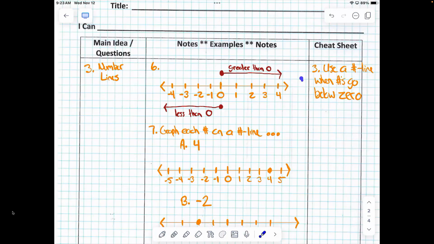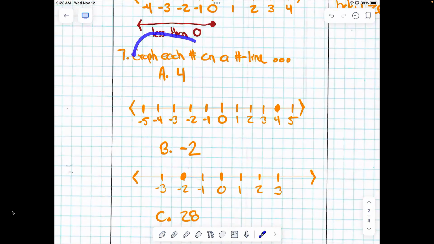Tick marks. If I put 4 tick marks to the right, how many tick marks do I need to put to the left? 4. If I go this way on a number line, am I getting bigger or smaller? Bigger. If I go this way, am I getting bigger or smaller? Smaller. If I say graph or plot 4 on the number line, I literally have to put 4 where 4 is, right? Yes.